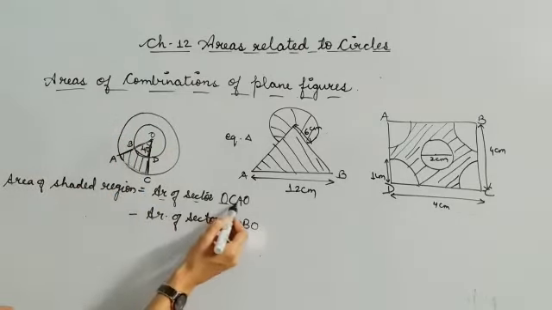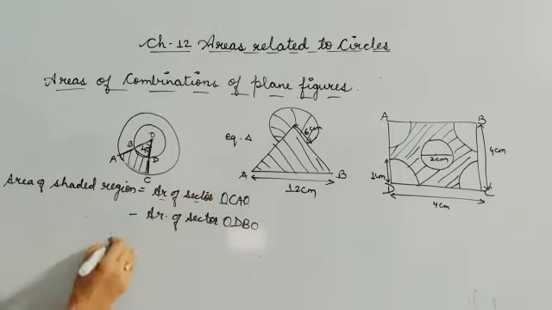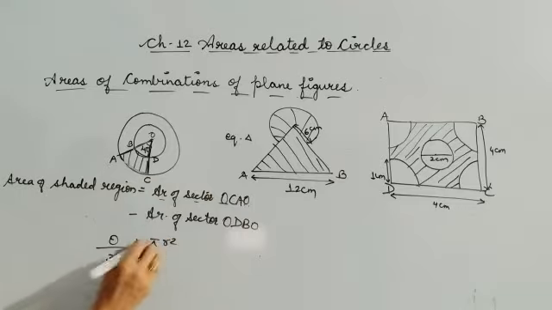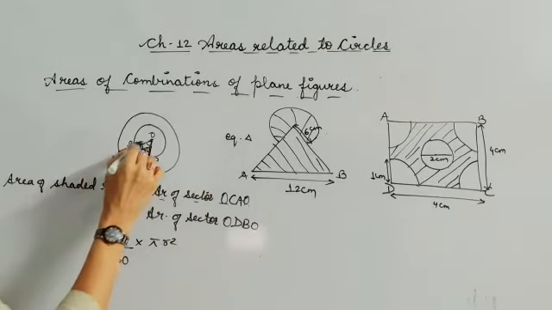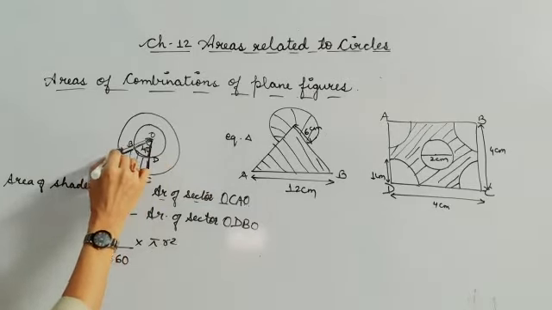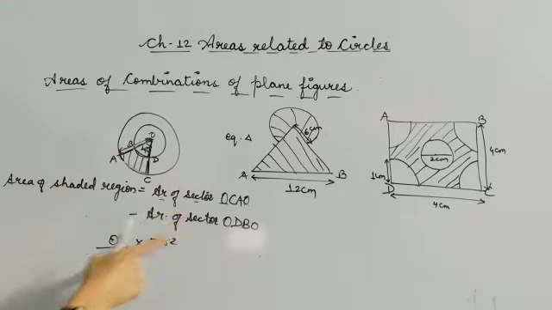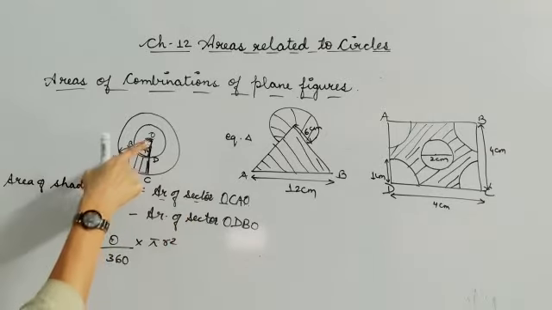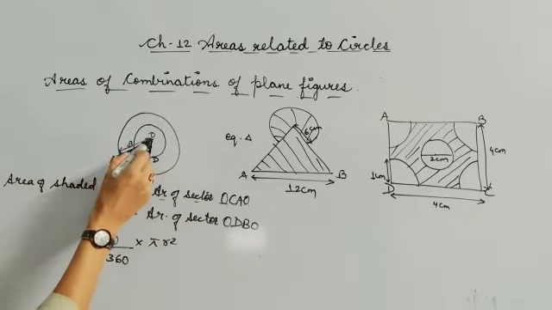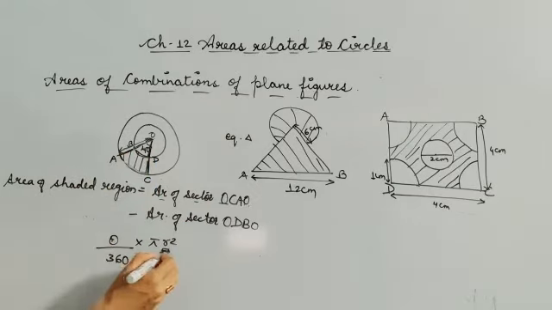Area of sector OCAO will be, the formula for area of sector is theta by 360 into pi r square. Theta will be 40 only, pi will be 22 by 7, and what will be the r? This length which is given in the question will be your r. So you will be writing the same formula for both the sectors, but since we have two concentric circles, this radius will differ in both the sectors.